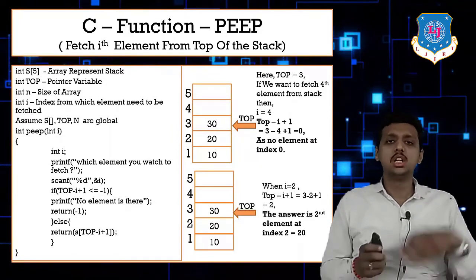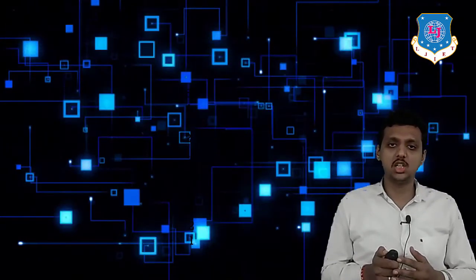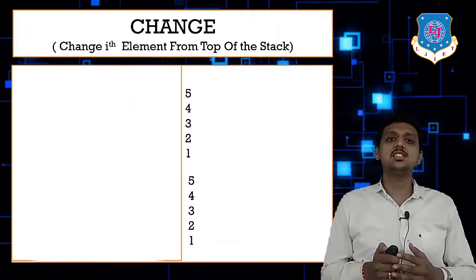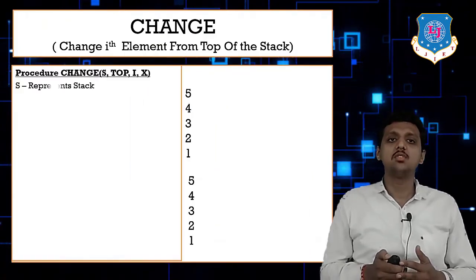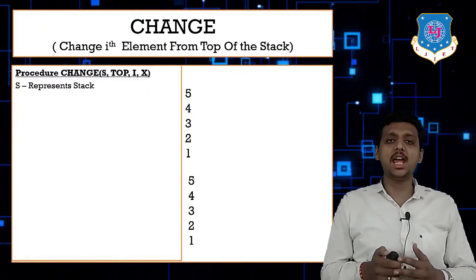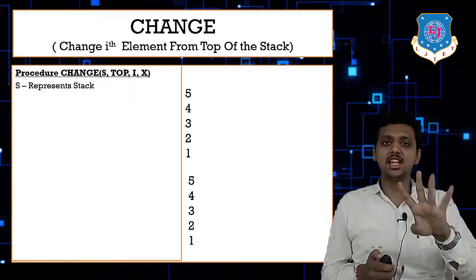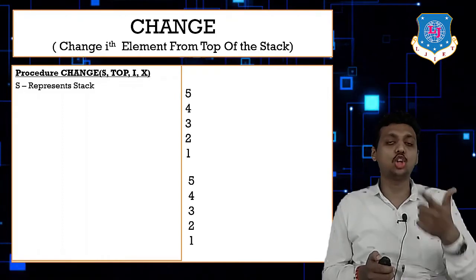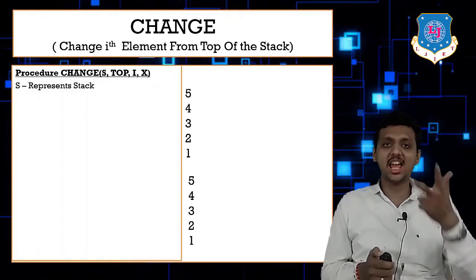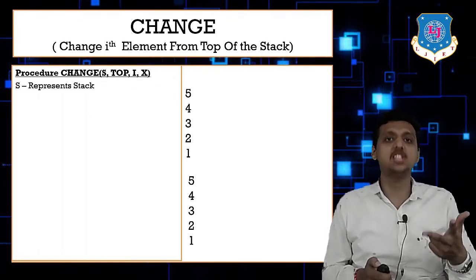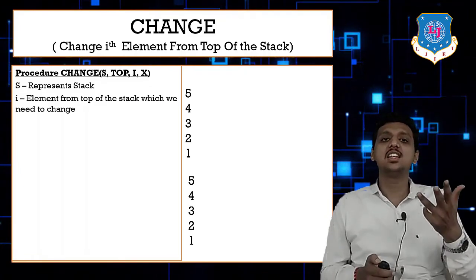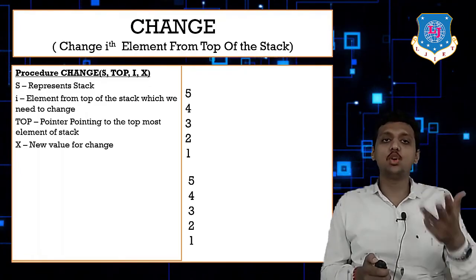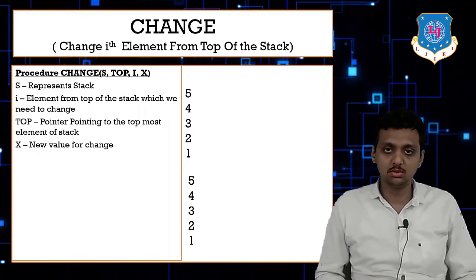Okay, now let's move towards the next function, that is change. So students, change is to change the ith element from the top of the stack, where the procedure is change(S, top, I, x). S represents the stack, top represents the top element or top pointer, I represents the ith index at which you want to change the value, and x is the parameter which we want to insert as the new value.